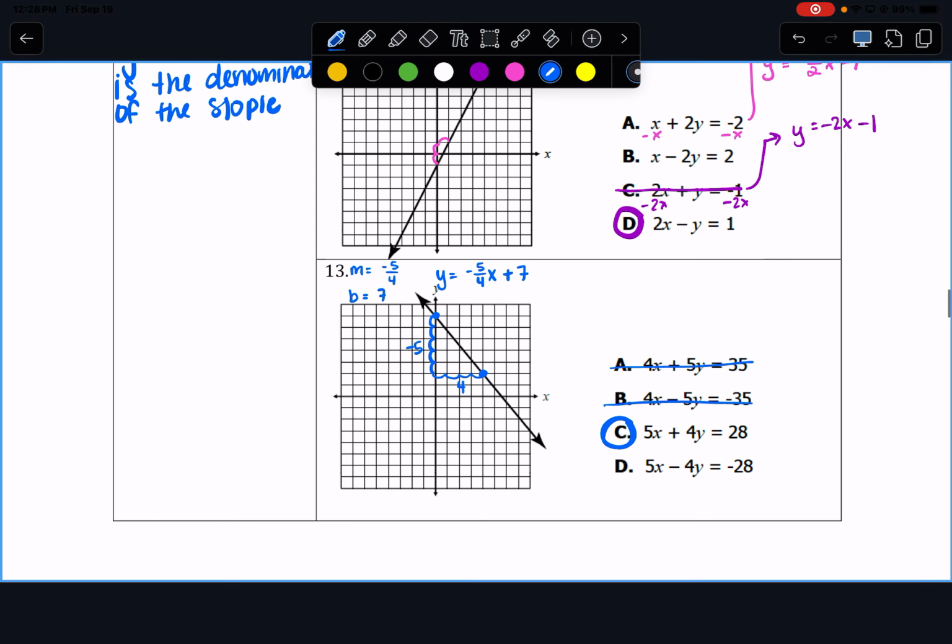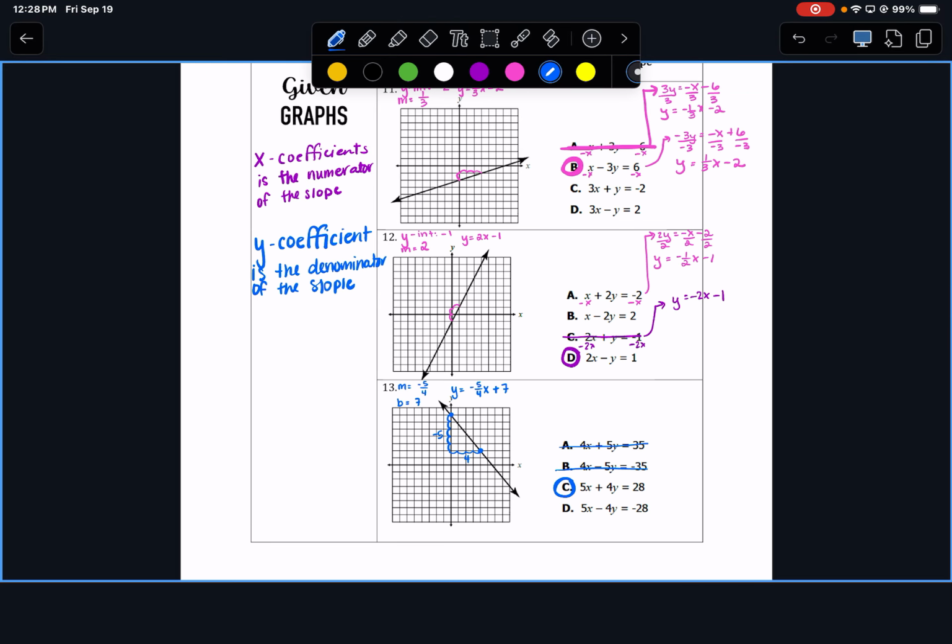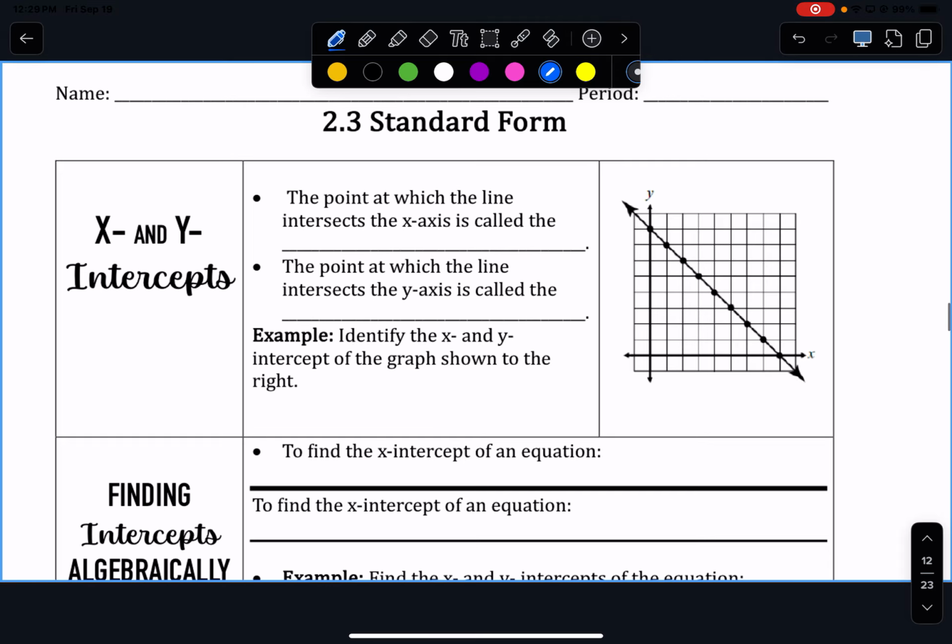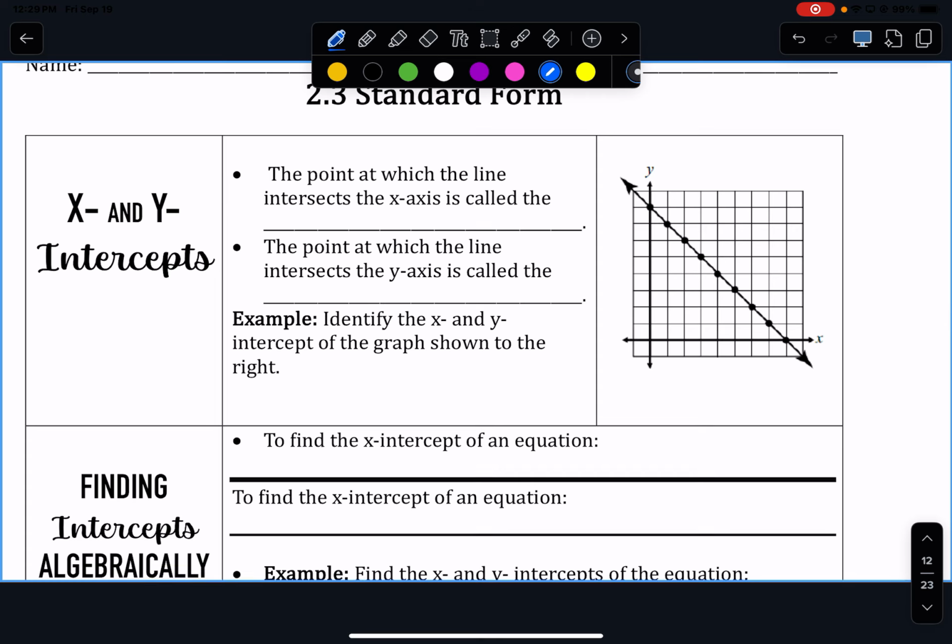Now, we are going to go ahead and look at the rest of 2.3. So 2.3 also has X and Y intercepts. X and Y intercepts are very self-explanatory, right? The point at which the line intersects the X-axis is called the X-intercept.